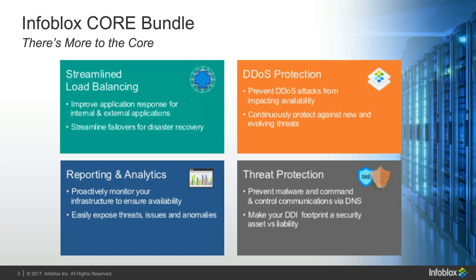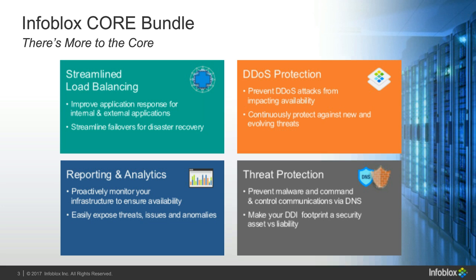So let's talk about the Infoblox core bundle. At Infoblox, we believe, and I think you probably all believe too, that any network of value needs DHCP, DNS, and IP address management. Those are core network services. But as the slide says, there really is more to the core. A modern network has to be efficient, it has to be well managed, and it has to make optimum use of all resources. So to that end, we are looking at the core as more than just DDI.